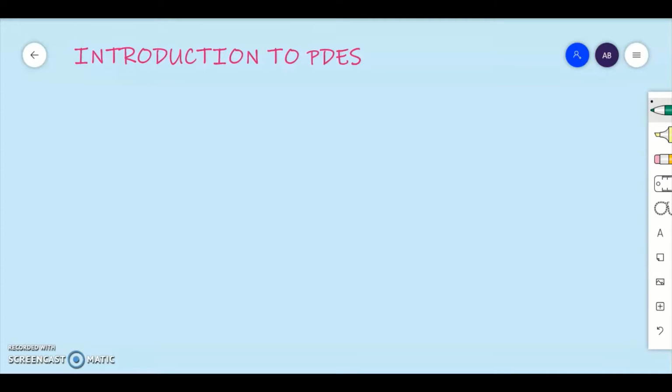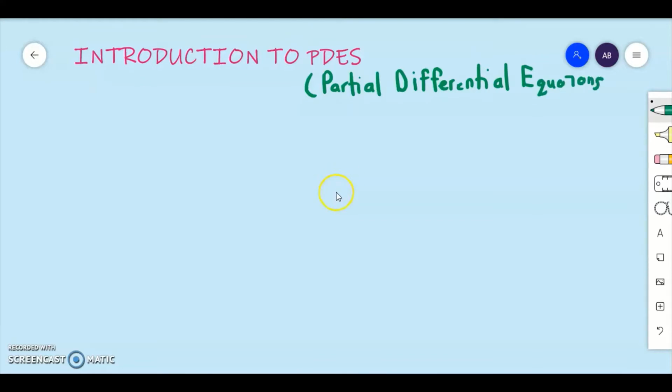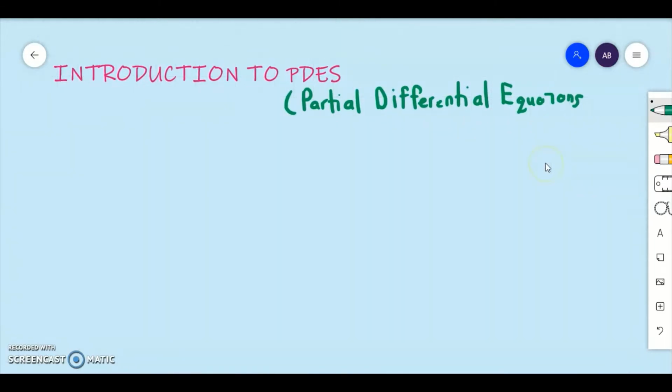Hi everyone, today we are going to look at PDE. So PDE here stands for partial differential equations. Okay, this is different than ordinary differential equations. So in today's lesson, we are going to look at some topics involving partial differential equations.